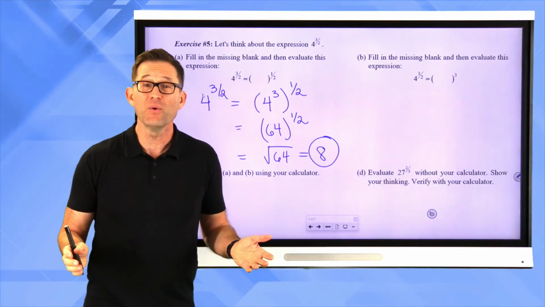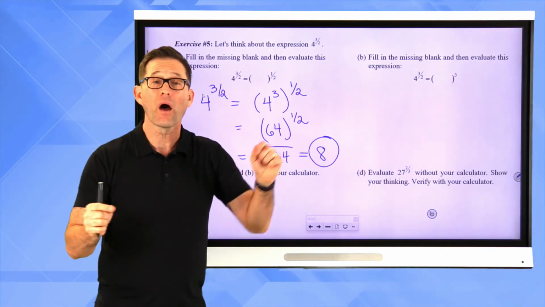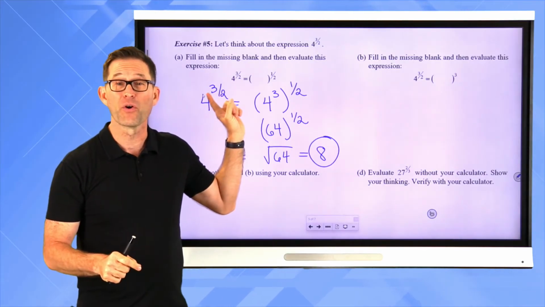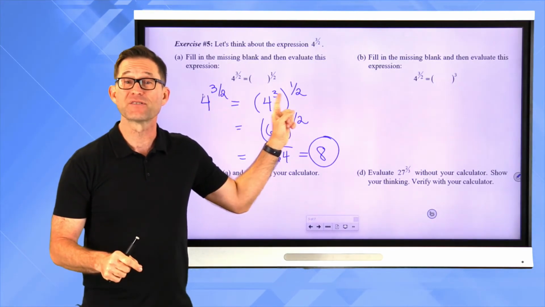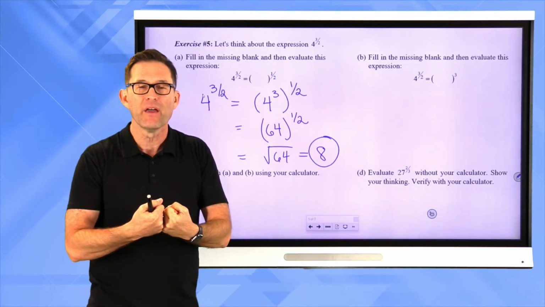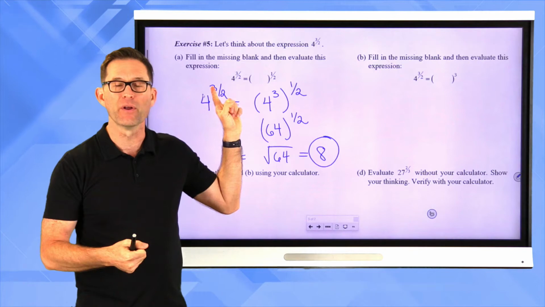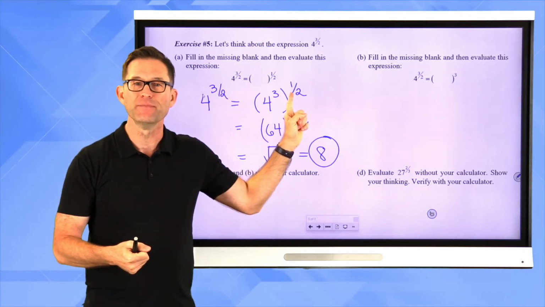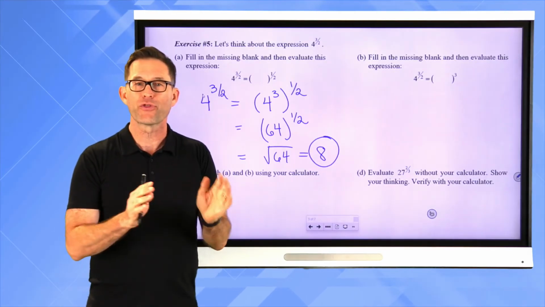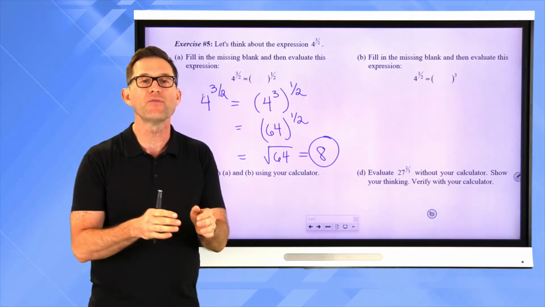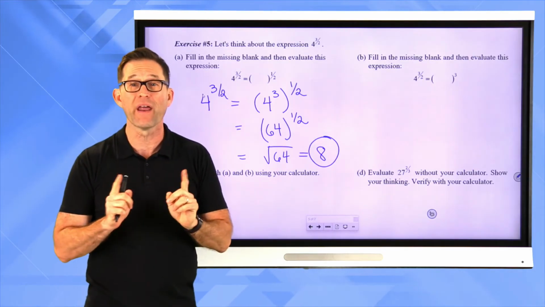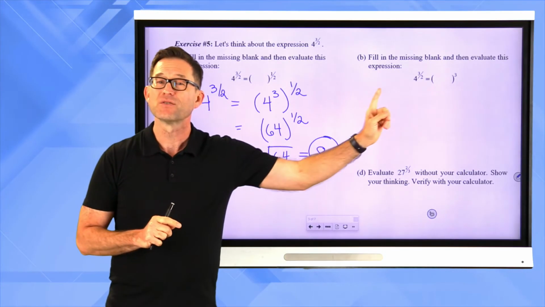Now, what did we really do here? We used our knowledge of both normal exponents, 4 to the 3rd, and fractional exponents, something to the 1/2, but we had to break 3/2 up into that whole power exponent and that fractional exponent. But the cool thing is multiplication is commutative. 3/2 can be thought of as 3 times 1/2, but it can also be thought of as 1/2 times 3. So that's letter B.